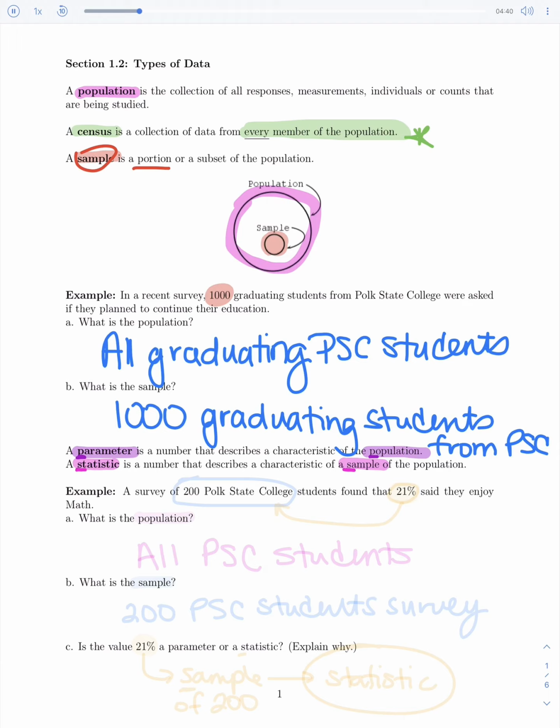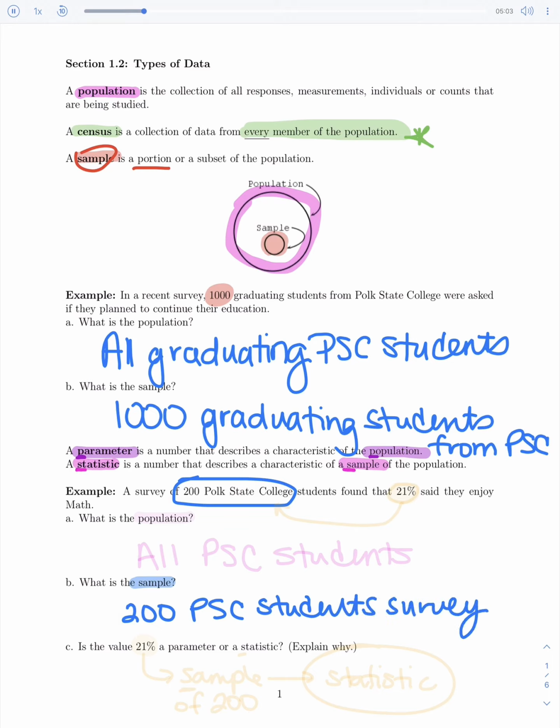It's easiest to find the sample first. What group are we actually looking at studying or surveying in this case? Well, they only surveyed 200 Polk State College students. So that's our sample. 200 Polk State College students that we surveyed.